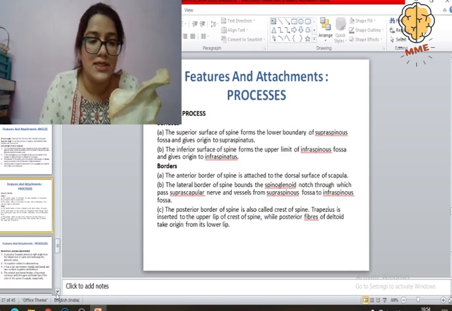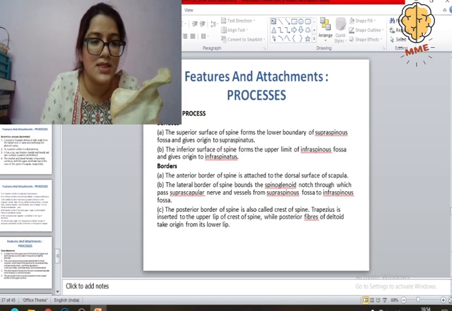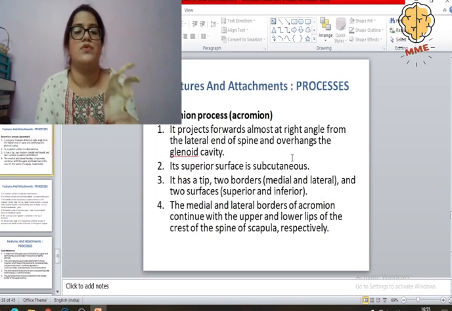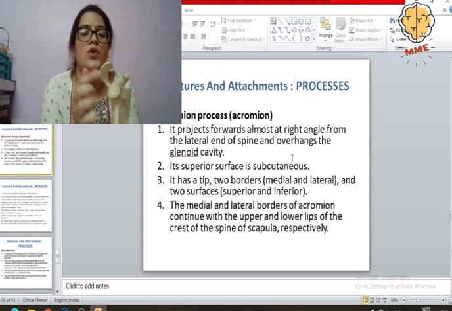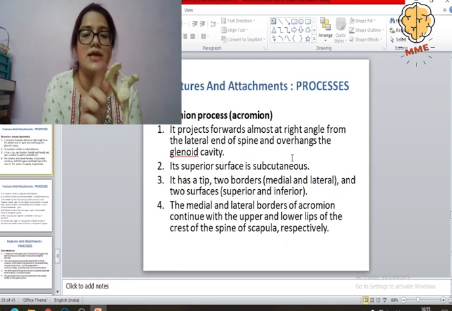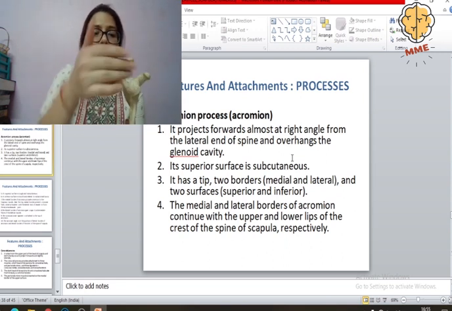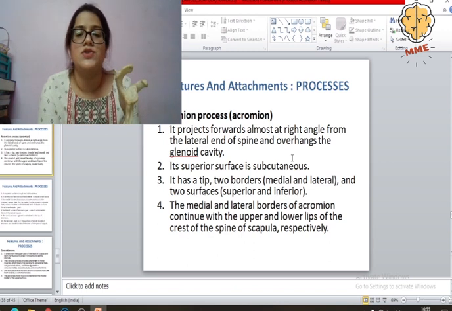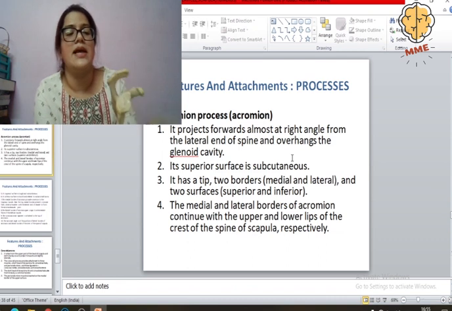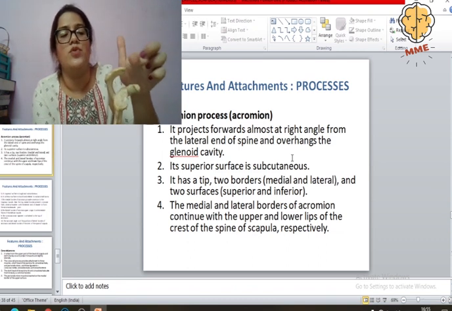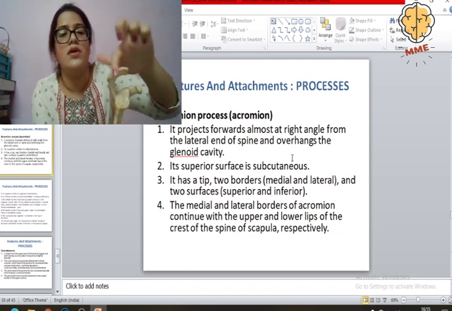Spinous process is done. What else? Then we have the acromion process. This acromion process is almost at right angles from the lateral end and overhangs the glenoid cavity. This is the glenoid cavity, it overhangs it. We can see that, right? Its superior surface is subcutaneous. It has a tip. It has two borders, anterior border and posterior border.